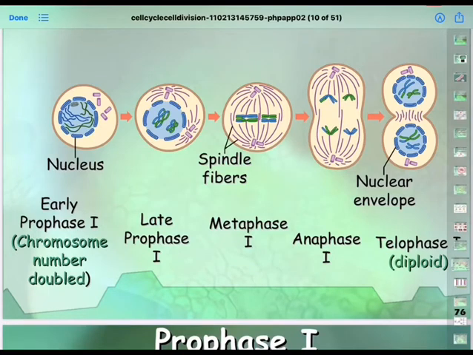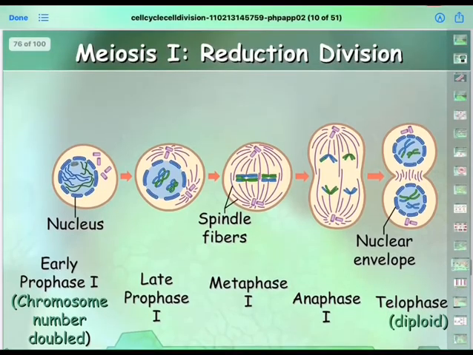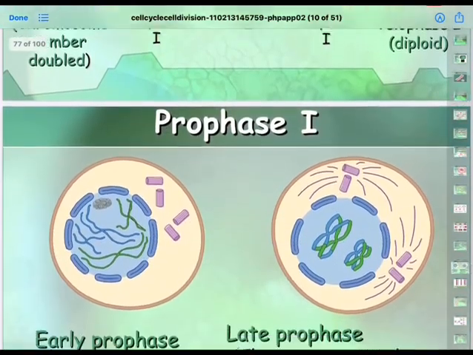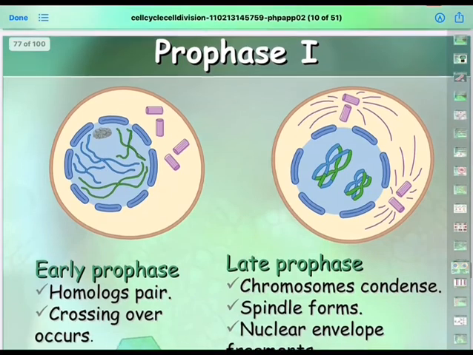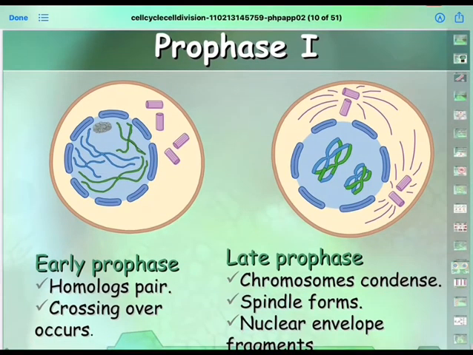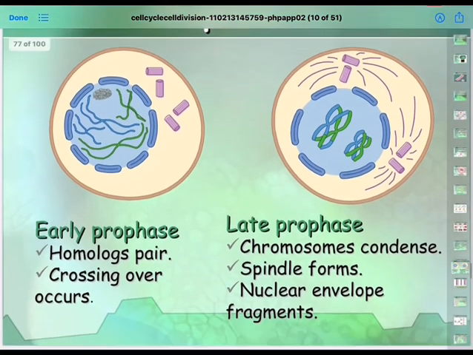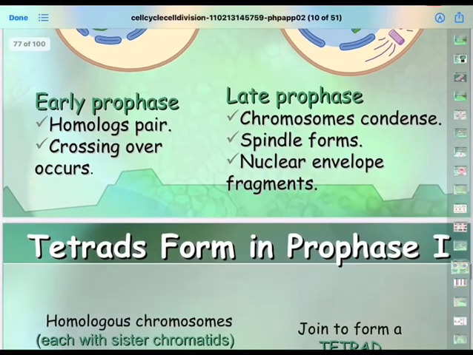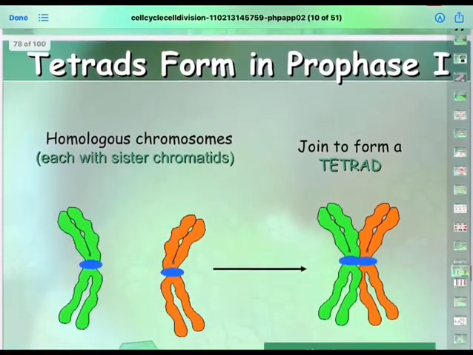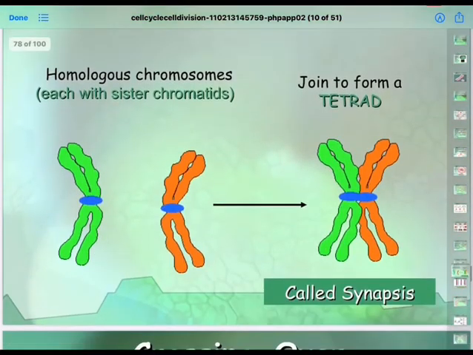Two nuclei will be formed. The nuclear membrane reappears, the nucleolus reappears, and spindle fibers disappear. Finally, you get 2 daughter cells with n number of chromosomes. That's why we say meiosis 1 is reduction division. So these are the broad characteristics of prophase 1.